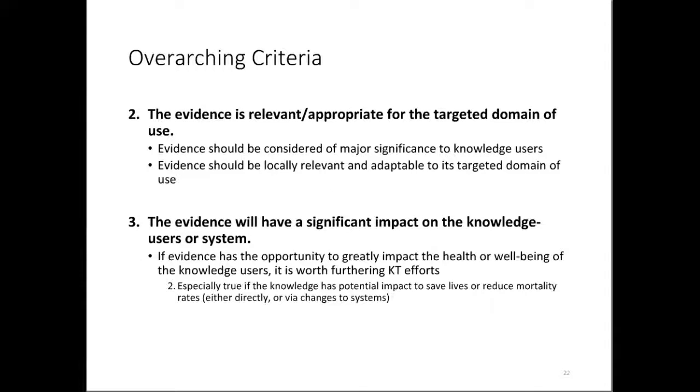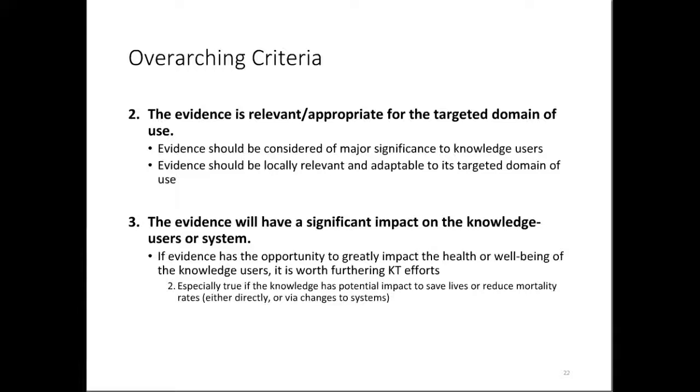Another overarching criterion is that the evidence is relevant or appropriate for the targeted domain of use. Evidence should be considered of major significance to the knowledge users themselves, and it should be locally relevant and adaptable to its targeted domain of use. So what do I mean by that? In my research, I was looking at gamblers in a land-based casino and how to stop them from gambling excessively. That might not have relevance if I'm trying to stop online gamblers from gambling. So it should be applicable to its targeted domain of use.